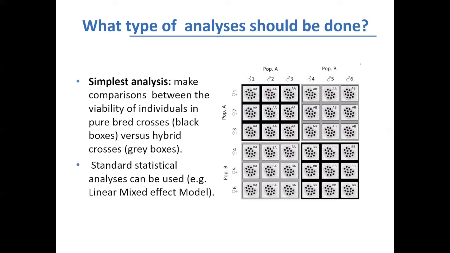Here, standard statistical analysis can be used, such as linear mixed effect models, where you have cross type, purebred or hybrid, as a fixed factor in the model, block as a random effect, and the fitness measure of interest, for example, fertilisation success or maybe offspring body size, as the response variable. This is a common analysis that can be done by anyone with a basic understanding of statistics. Most biologists should be able to run this for you, or at least show you how to do it.